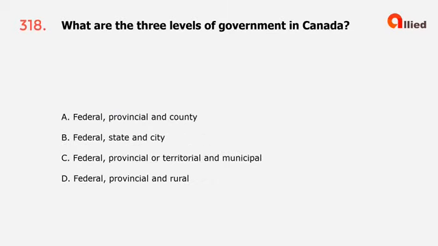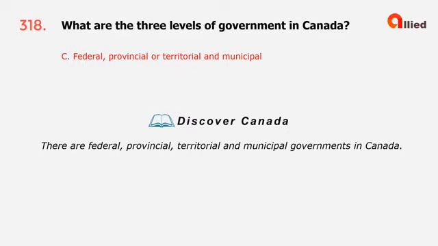Question 318. What are the 3 levels of government in Canada? A. Federal, provincial and county. B. Federal, state and city. C. Federal, provincial or territorial and municipal. D. Federal, provincial and rural. The answer is C. Federal, provincial or territorial and municipal.